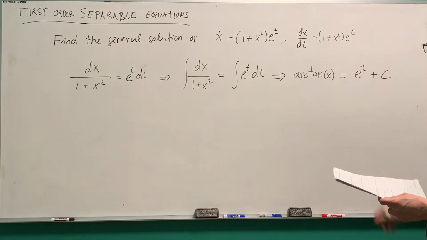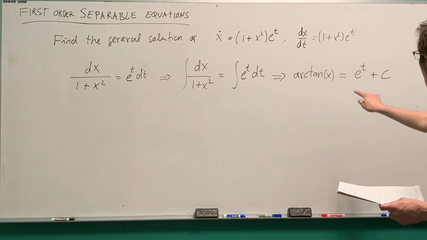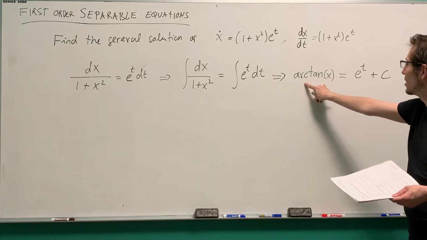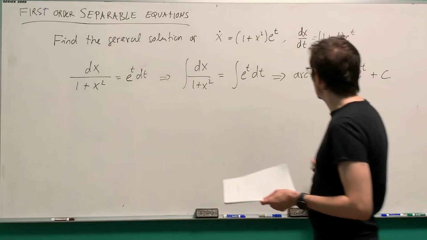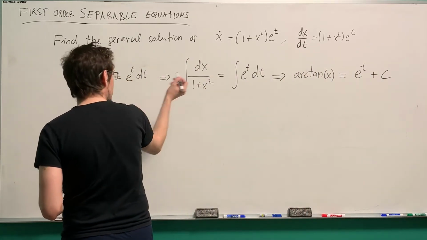All right. So now what we do is separate x. How do we undo the arctangent? Well, taking the tangent, of course. The arctangent is the inverse function of the tangent. So the next step, we take tangent on both sides.